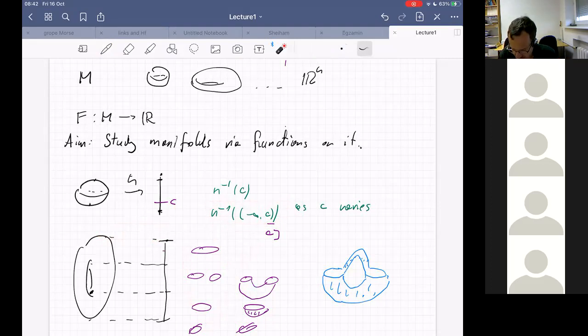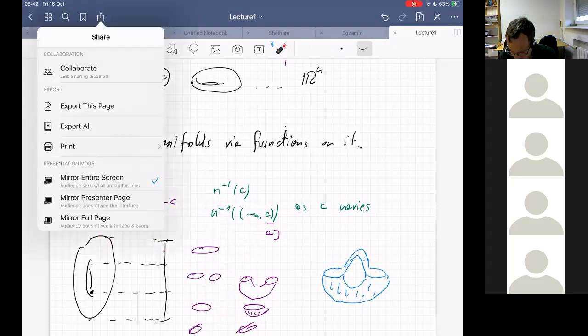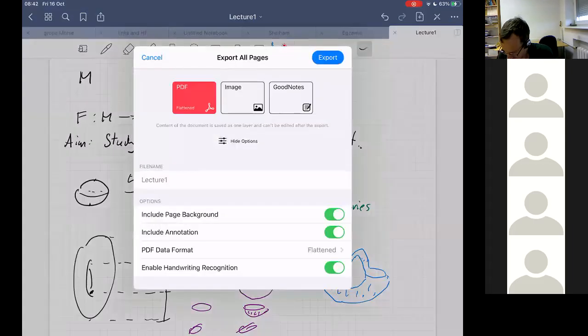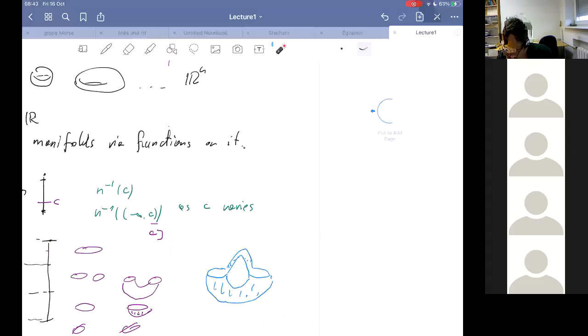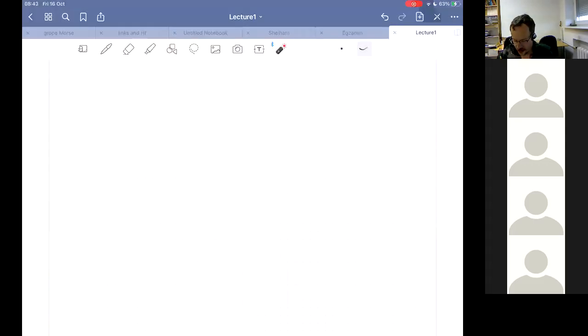Okay, so let me just pass to another blackboard and try to see if I can do it smoothly. Maybe I need some info about the shortcut. I pass to another part.